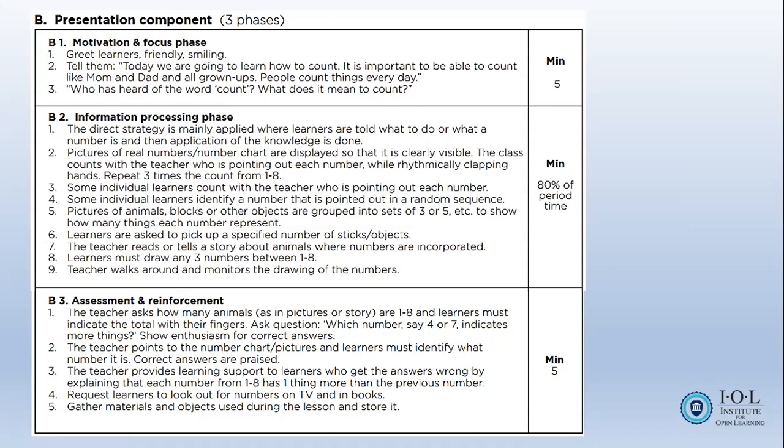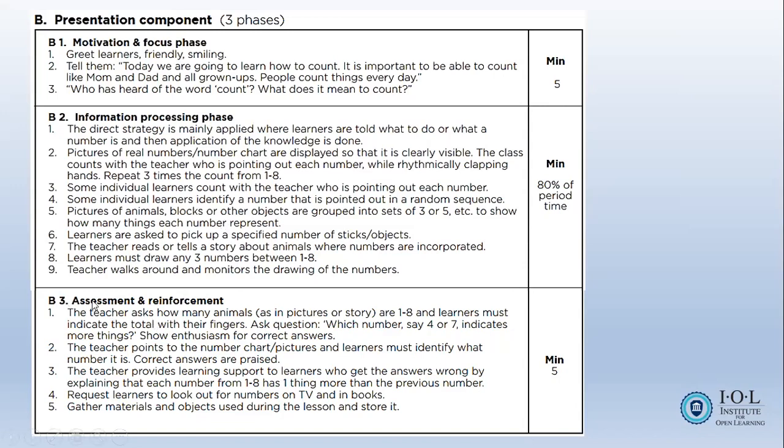Then B2 is the information processing phase. It is what you do, all the steps that you do, all the phases of your lesson. What have you done from your side to deliver this lesson successfully? We urge you to write at least 10 steps there. What have you done for the successful delivery of this lesson?